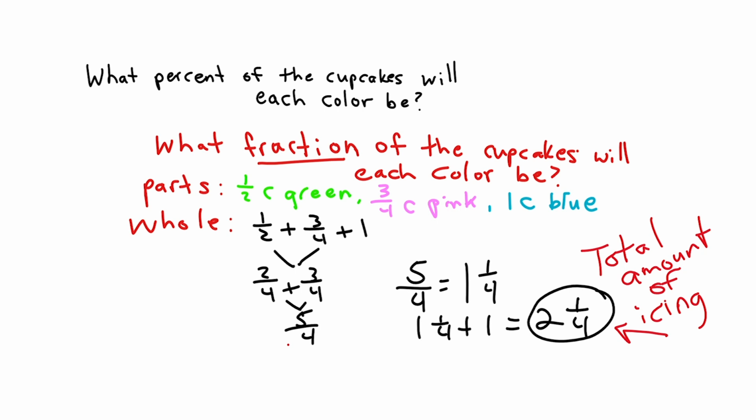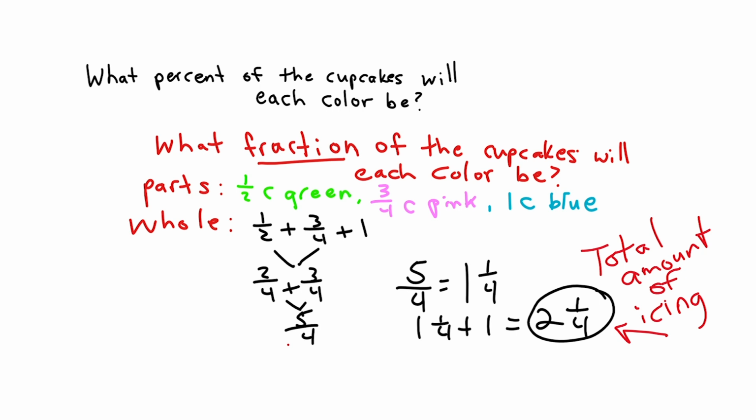Before we begin with the actual problem of how many of the 30 cupcakes will be green, pink, or blue, we can look at what percent of the cupcakes each color will be by looking at what fraction of the total number of cupcakes each color will be. So let's look at it like a fraction, part over whole. So for the green cupcakes, we want 1/2 cup green icing. For the pink ones, 3/4 of a cup, and for the blue ones, 1 cup.